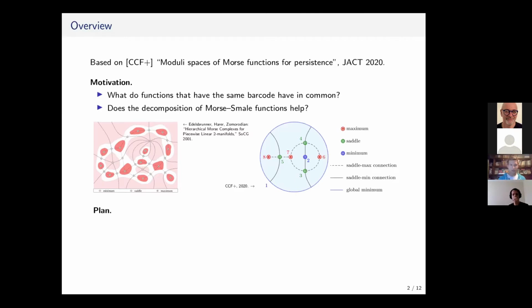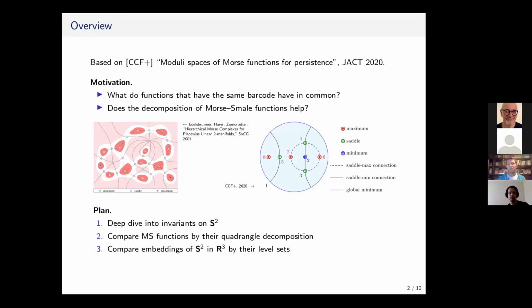So the plan for today's talk is I'll first do a deep dive into invariants on the sphere, because we also restricted to Morse Smale functions on the sphere. I'll define what a Morse Smale function is in just a second. And I'll talk about some other invariants that are relevant, that have already been studied, and how we made some new invariants to take care of issues. Well, not take care of issues, but just to make them finer, just to refine the existing invariants. And then I'll talk about Morse Smale functions and how we can compare them by this quadrangle decomposition in the pictures you see right there. This was sort of a tangent to the original direction, but it got really interesting because we figured out a way how to relate Morse Smale functions just by looking at this combinatorial decomposition. And then I'll talk about comparing embeddings of the sphere in Euclidean space just by looking at the level sets. And this relates to invariants of Morse Smale functions on the sphere.